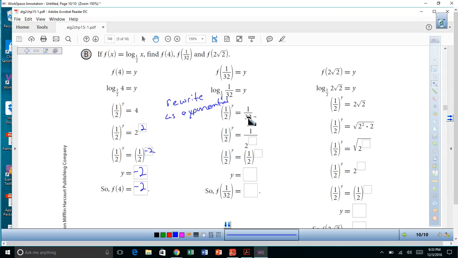(1/2) to the y equals 1 over 32. Well, we know 32 is 2 to the 5th power. So (1/2) to the y power equals 1/2, and then we can move this up by putting a negative in front of it, so (1/2) to the negative 5. I'm sorry, (1/2) to the 5th power. So y equals 5. So f of 1 over 32 equals 5.